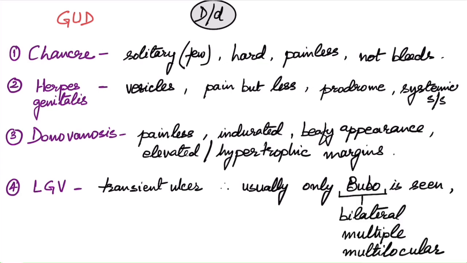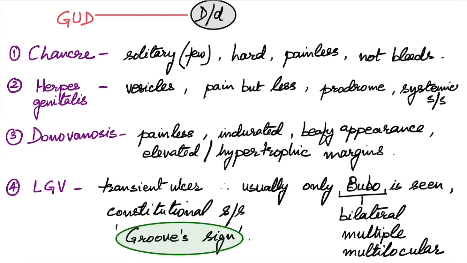The last one is the lymphogranuloma venereum. It is very easy because the ulcer here is transient, so you can only see a bubo. The difference in bubo of a chancroid and LGV is that in LGV it is bilateral, it is multiple and it is multilocular, while in chancroid it is usually unilateral and usually single and unilocular. There will be constitutional symptoms and the very famous groove sign is present in LGV.